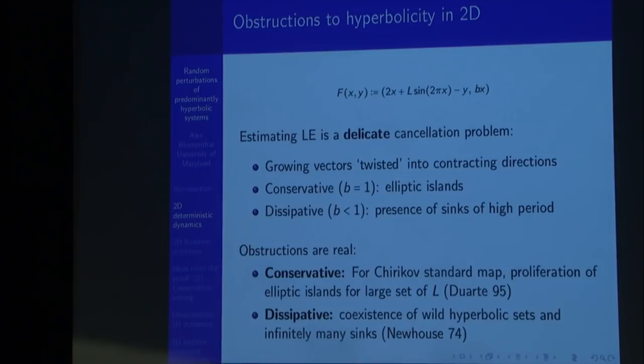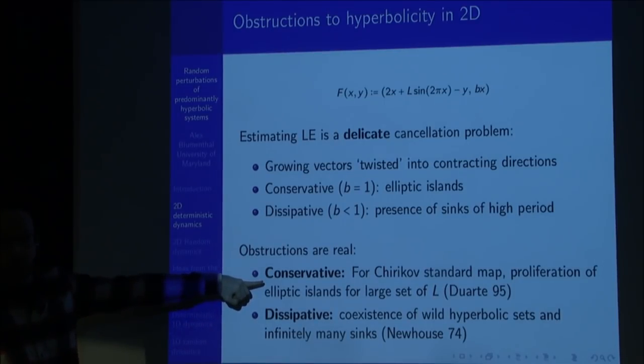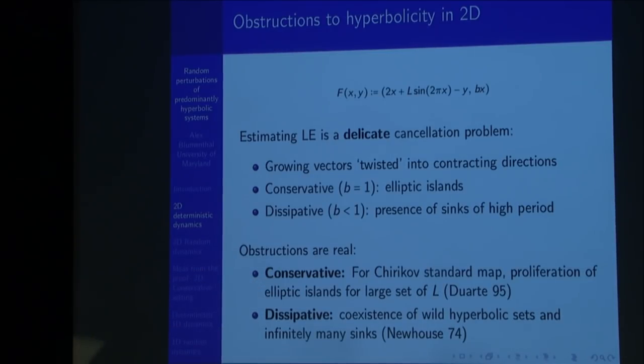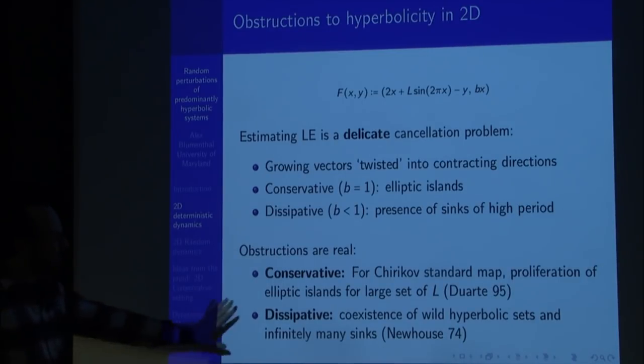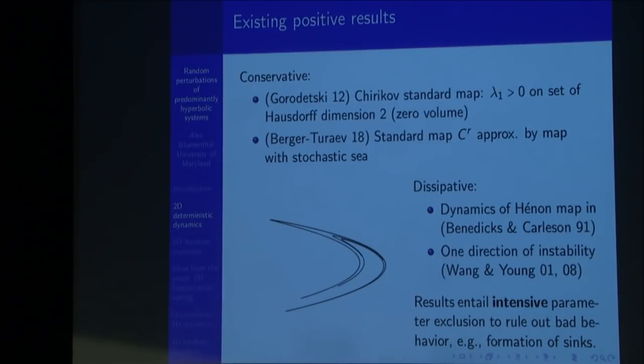So actually in the mid-90s, Duarte proved a set of results about the proliferation of elliptic islands for a variety of volume-preserving diffeomorphisms. And for the Chirikov standard map, what he shows is that for a residual set of sufficiently large L, elliptic islands are dense in phase space. Let's kind of ignore the dissipative setting. But in the dissipative setting, it also sucks. This is also extremely difficult in the dissipative setting, for this model, when b is strictly less than 1. And so the best results I can tell you are.